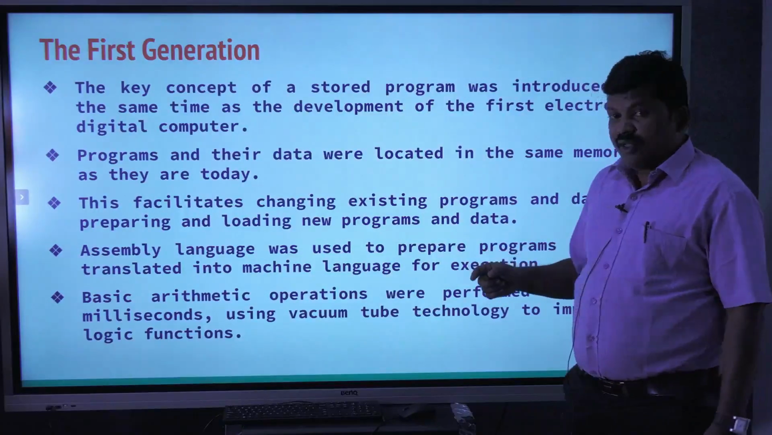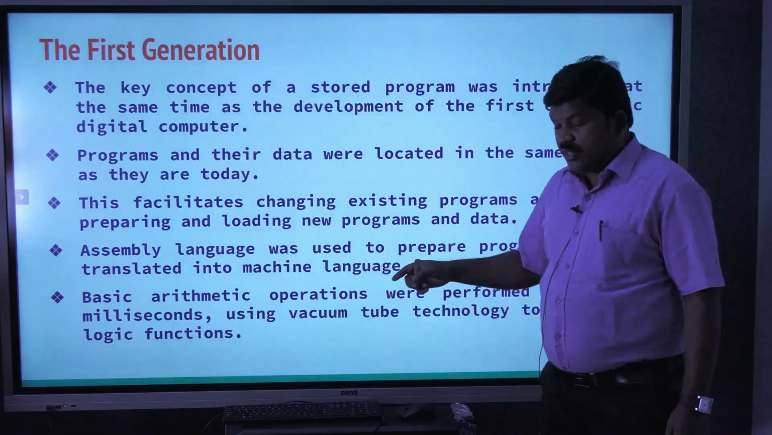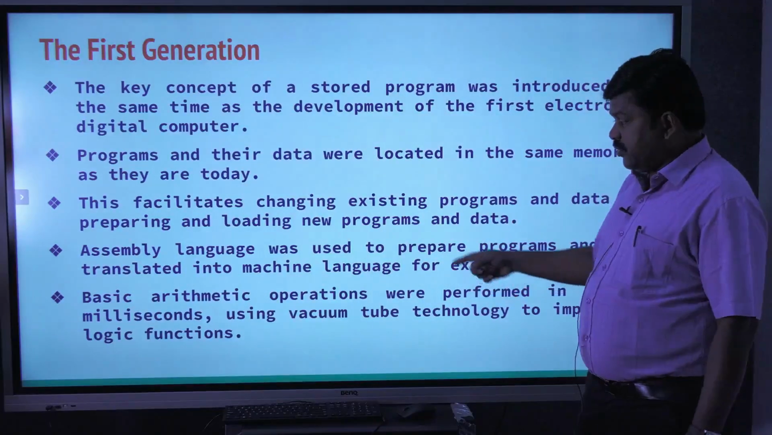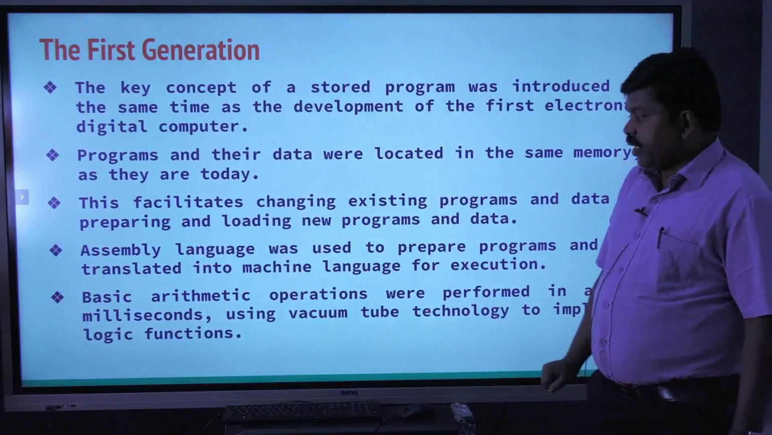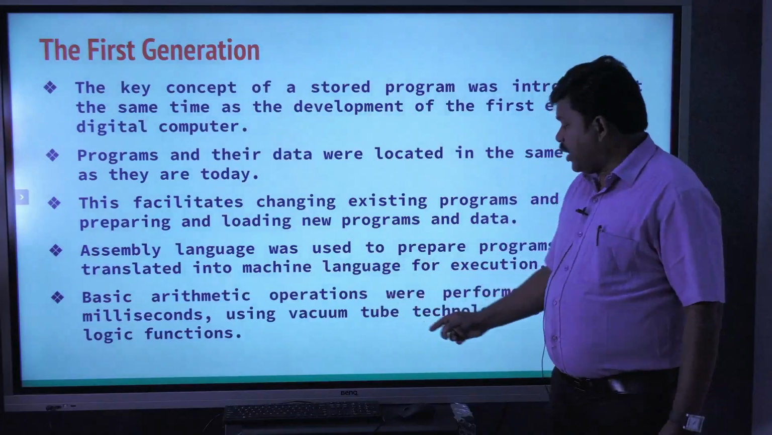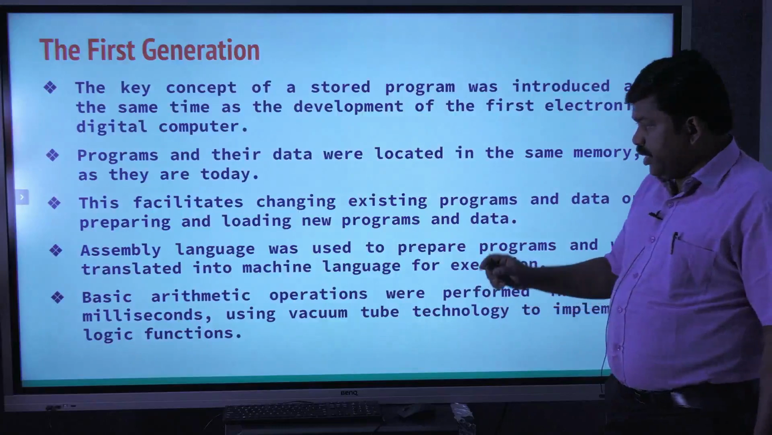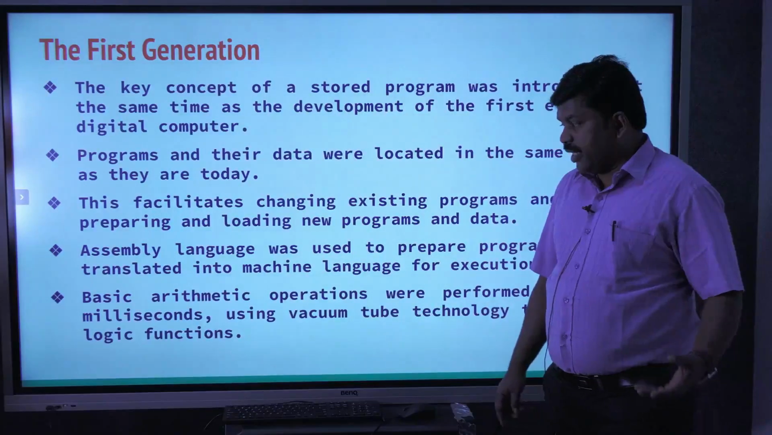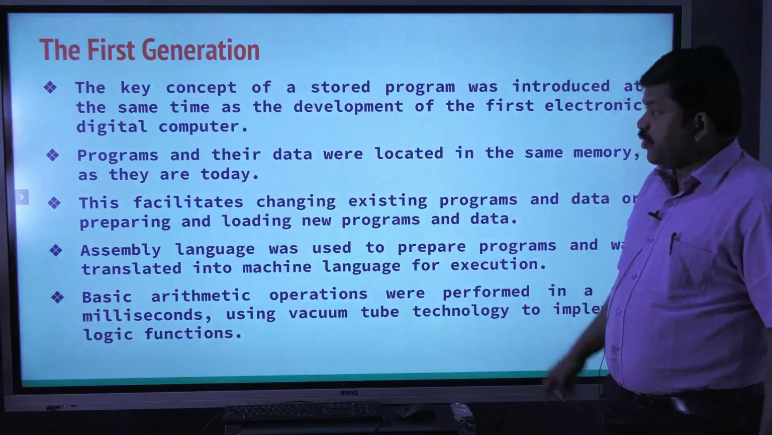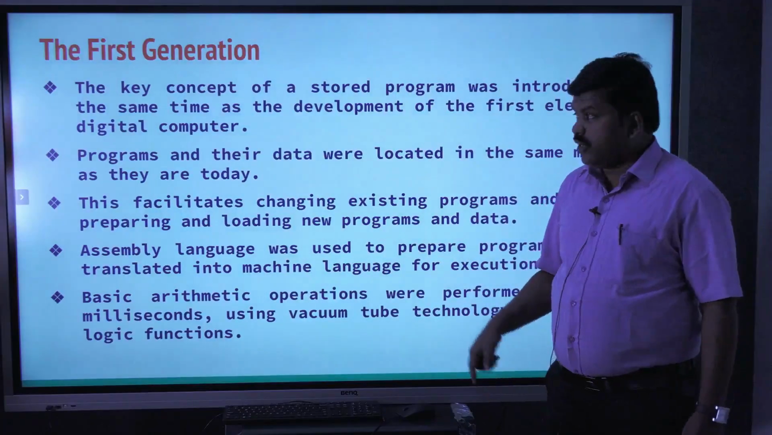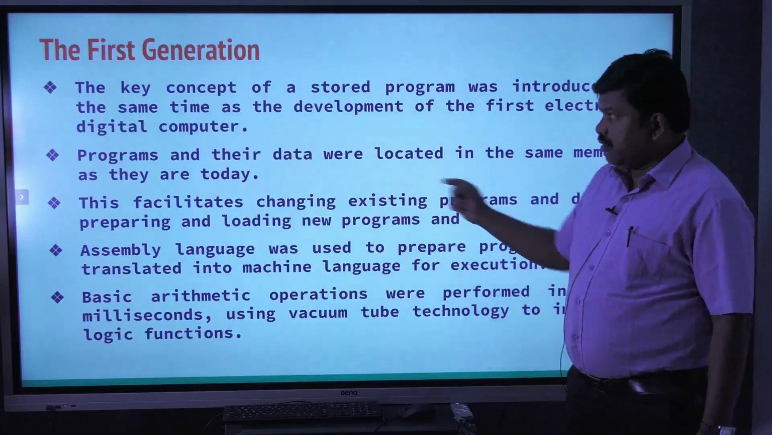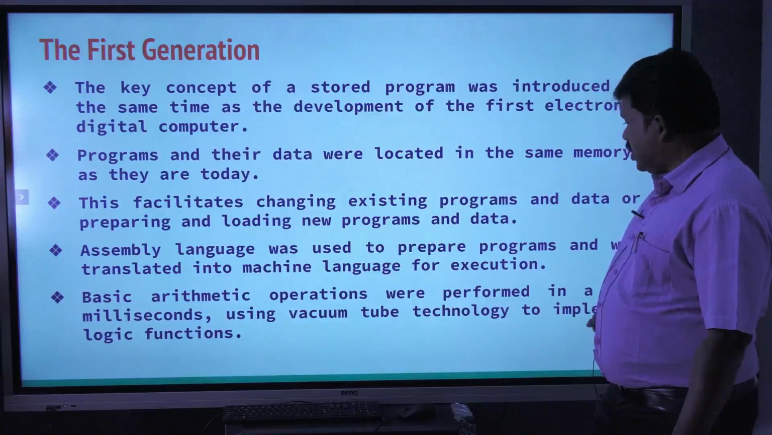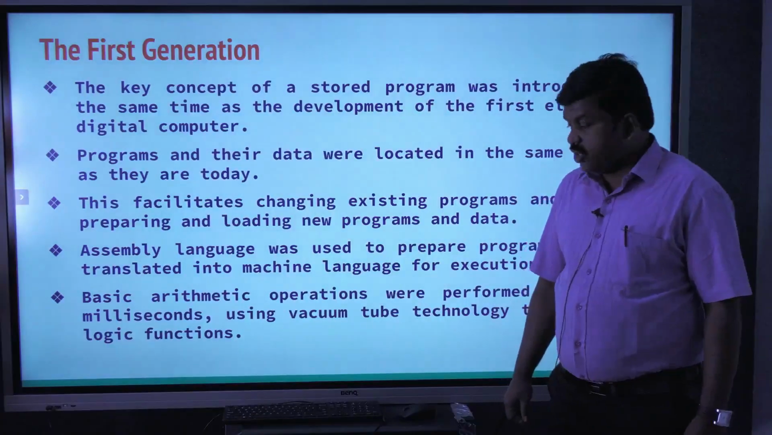After that, assembly language programs are translated into a machine understandable format, so that the corresponding user programs were executed in machine language. Basic arithmetic operations were performed in a few milliseconds. Arithmetic operations like addition, subtraction, multiplication, and division were performed on the first generation computer with the help of the stored program, using vacuum tube technology to implement logic functions.